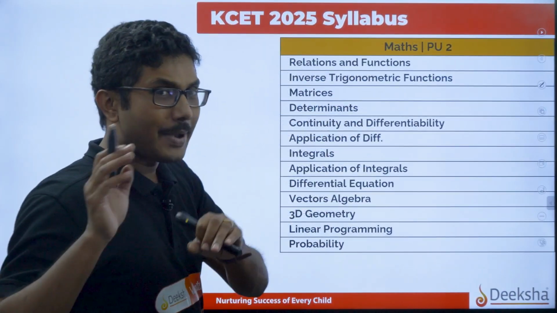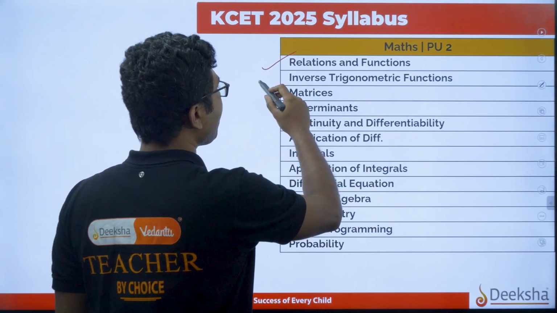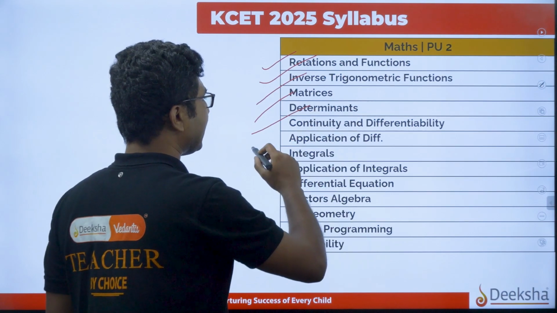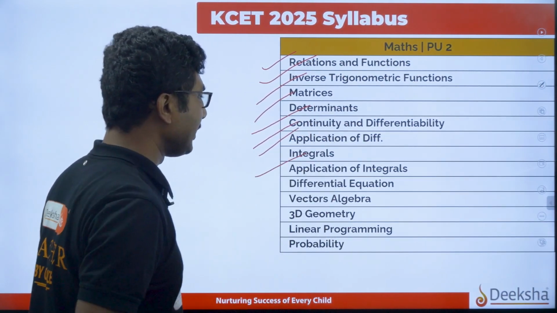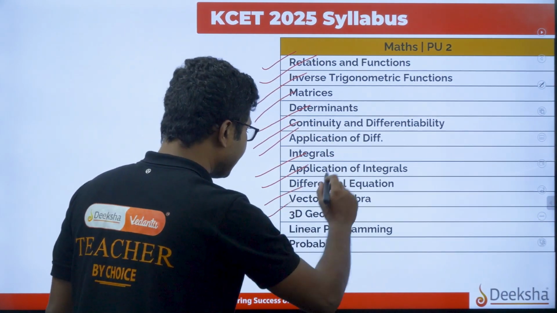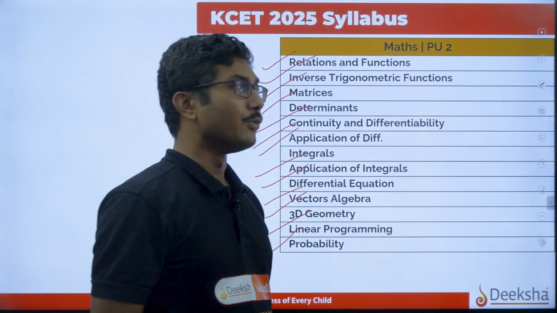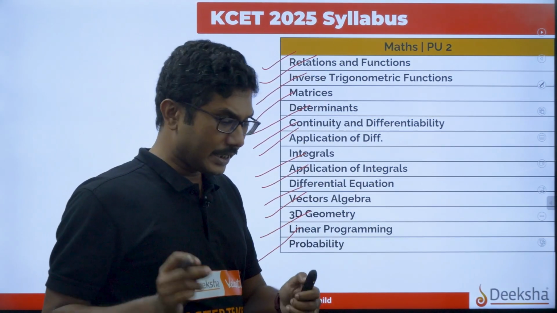Next are all the maths chapters from PU2: relations and functions, inverse trigonometric functions, matrices, determinants, continuity and differentiability, application of differentiation, integrals, application of integrals, differential equations, vector algebra, 3D geometry, linear programming and probability. These are all the chapters from second PU that you need to study for mathematics.